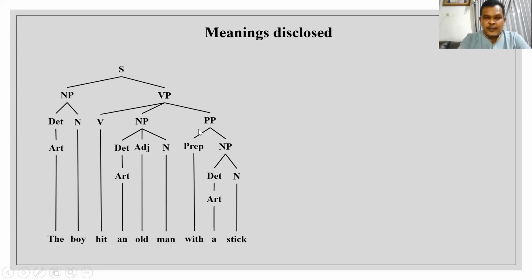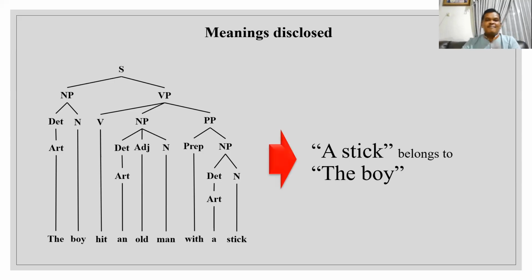Why? Because the PP here that contains a stick is the constituent of the verb phrase. It is not a constituent of the noun phrase. So we can say that this sentence means the boy uses a stick to hit an old man. That's the meaning. So we can say that a stick belongs to the boy.